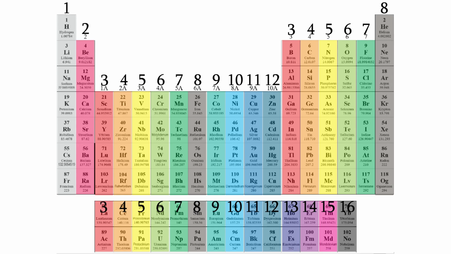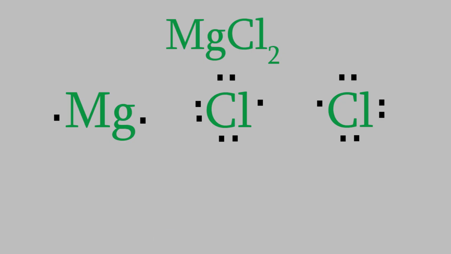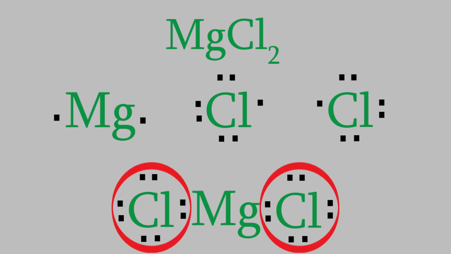The Octet Rule is also useful when we're trying to understand what molecules look like. For example, suppose we have a molecule of magnesium chloride. From the periodic table, we know that magnesium has 2 valence electrons and chlorine has 7, so their Lewis structures look like this. When we connect them, we can see that the chlorines both gain an electron so that they get a full valence shell, and magnesium loses its electrons so that its valence shell is empty.